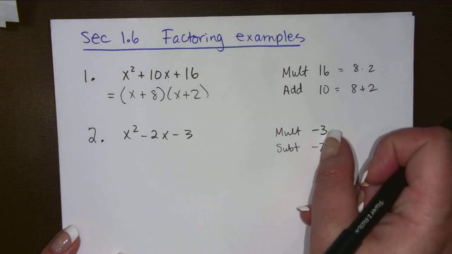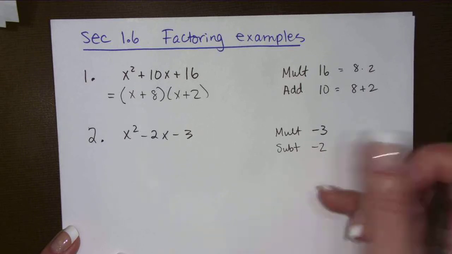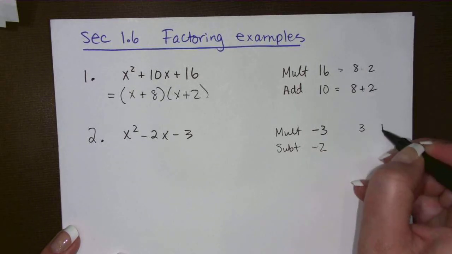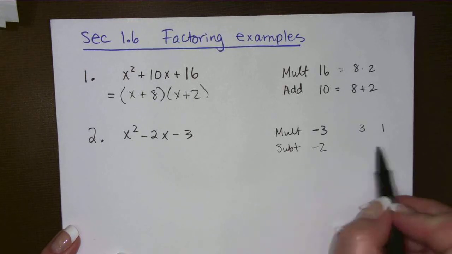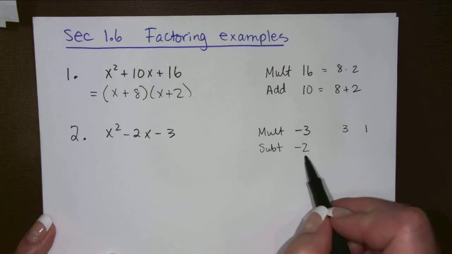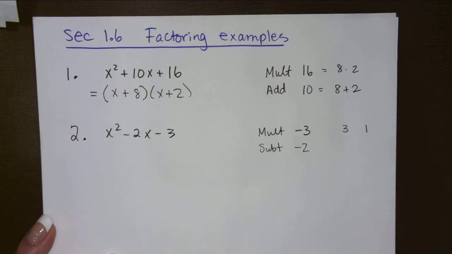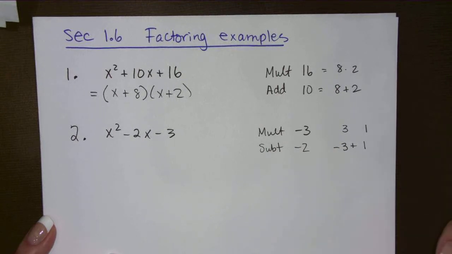You say 3. What two numbers multiply to give 3 and subtract to give 2? 3 and 1. You have to figure out which way the signs have to go. So 3 minus 1 is 2. Now, which one do we want to be negative? We want them to subtract to give a negative 2. So the bigger number has to be negative to end up with a negative. So minus 3 plus 1.